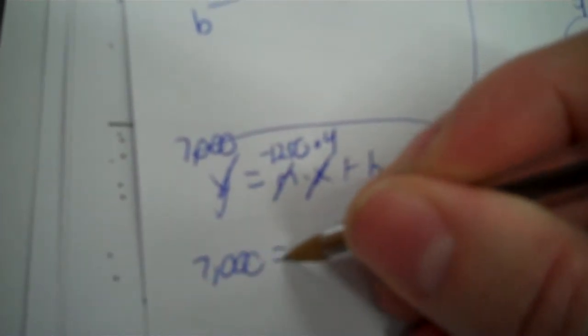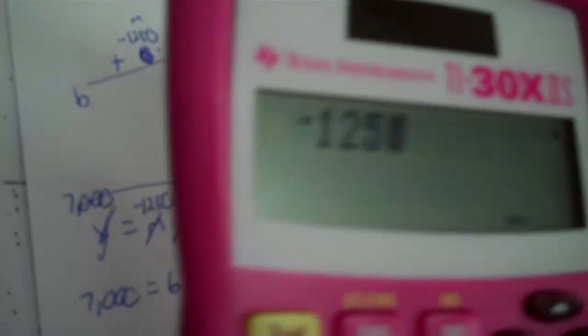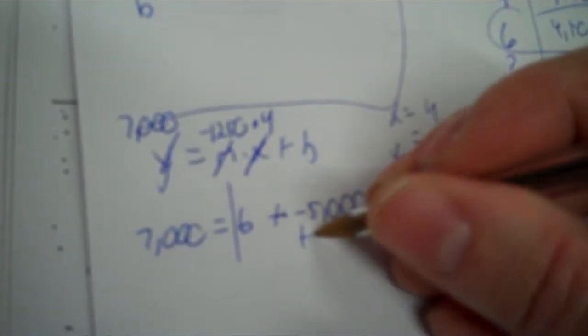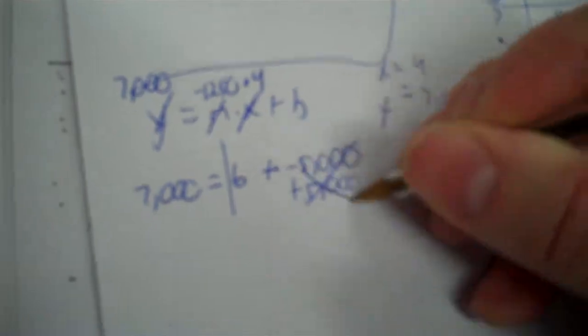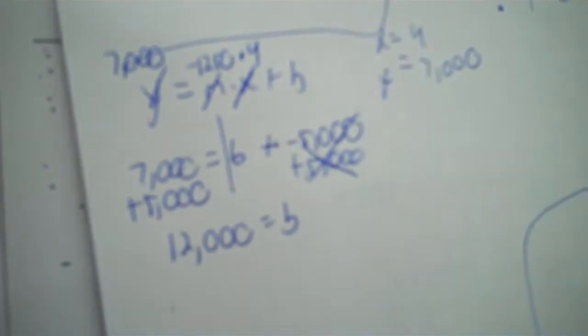So 7,000, take negative 1,250 times 4. Just keep it together. Numbers are bigger. Don't forget the negative 1,250. Don't forget that. Negative 5,000. Then I get the B by itself by adding 5,000 to both sides. And that is 12,000. Now that is not your answer to the problem, okay?